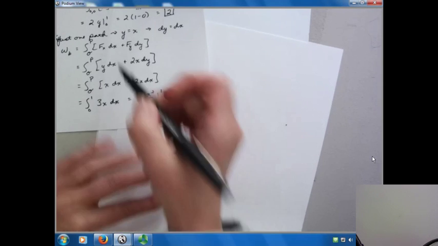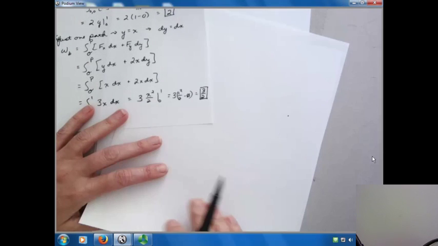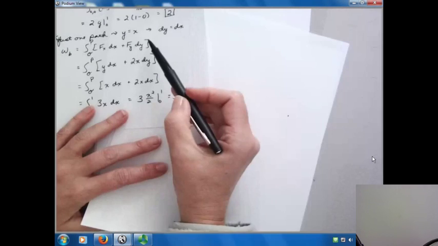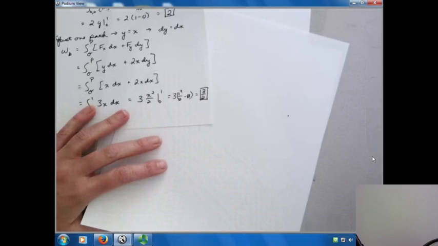But whenever you go along a line, it's important to write the equation for the line, and notice that the equation for the line gives you a relationship between the two variables, and you can turn it into a one variable integral. That's the thing I want you to see here. And that will be quite common, following along a line.